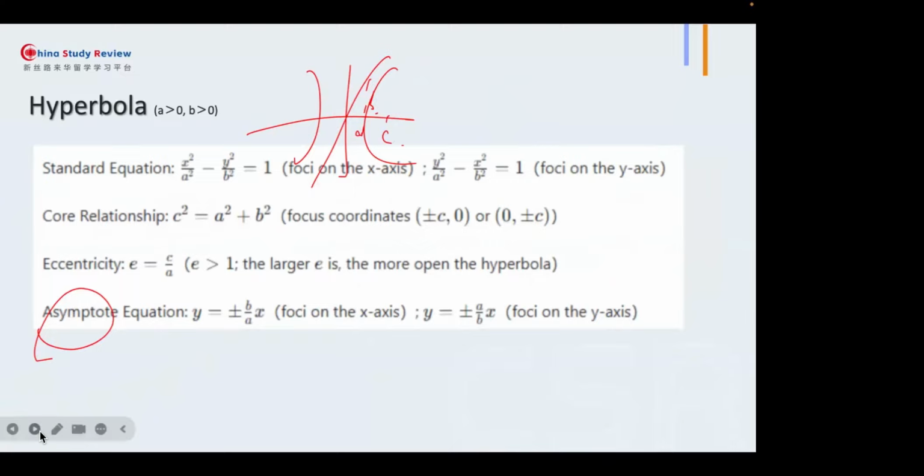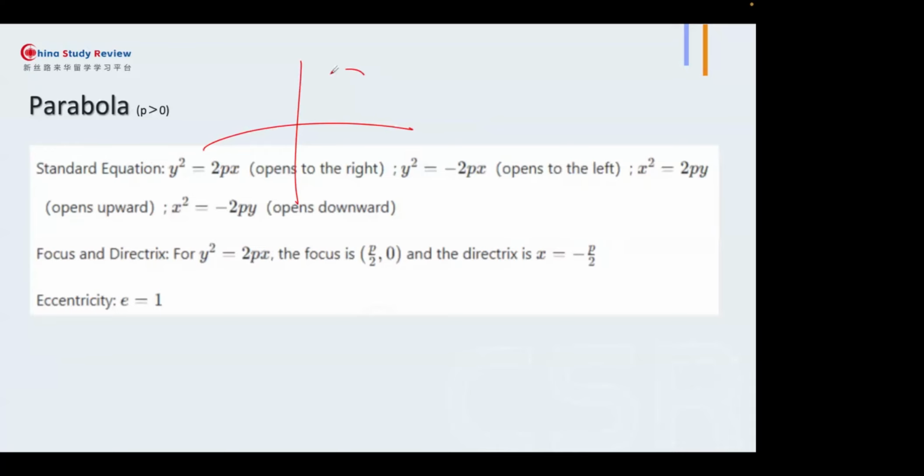And also about the parabola, you have different ways for the opening to the right, upward, downward, left, right, and what's the directrix and what's your focus, right? For example, here, right?